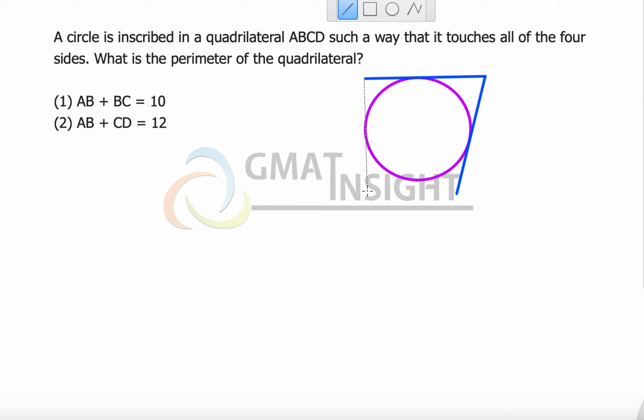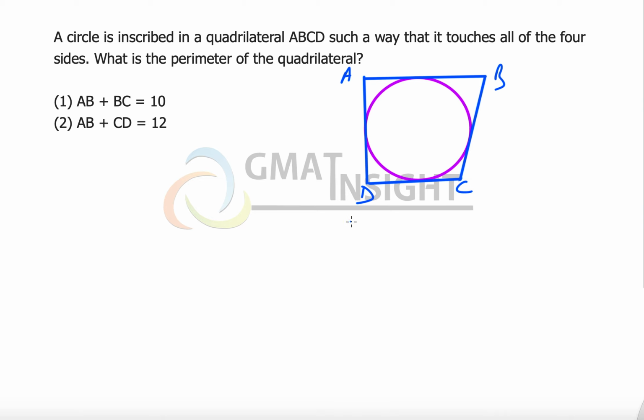I'm trying to draw a quadrilateral which does not qualify to any particular property, so that our assumptions do not play a very important role here. So I've drawn a very generic kind of quadrilateral. Neither is it a square, nor a rectangle, nor a rhombus. It's a very weird quadrilateral which does not qualify to any standard properties of quadrilaterals that we learn. Now the question is, ABCD touches all the four sides.